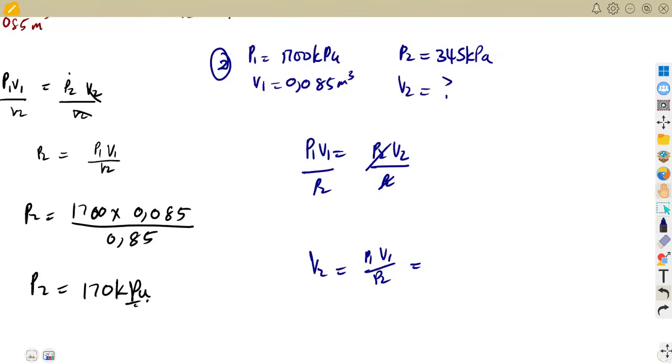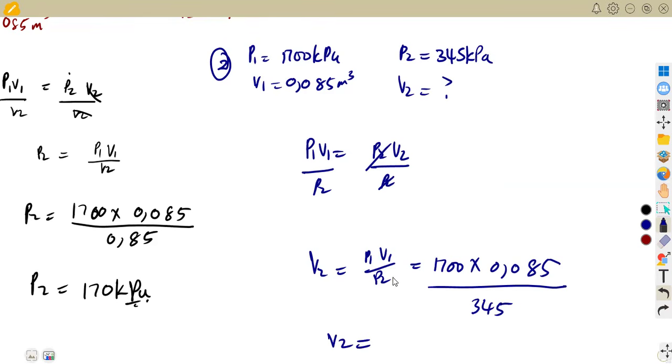Our P1, we have 1,700. Multiply by V1, that's 0,085, everything over P2, which is 345. So that was going to give us the volume, which is going to be, to 3 decimal places, 0,419 cubic meters. That was the case. So you check how you are given.